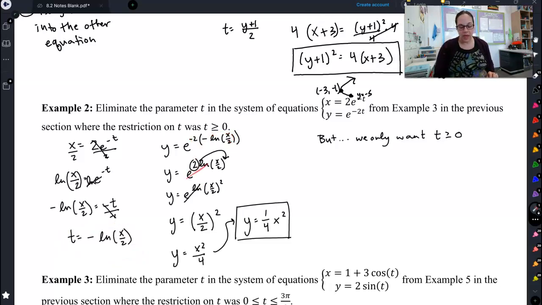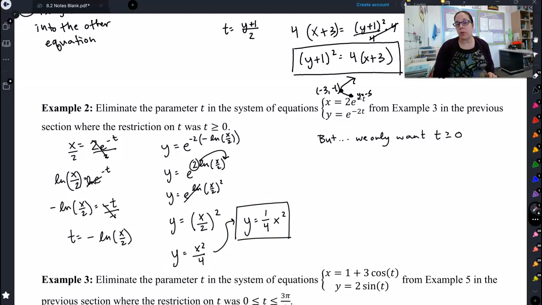2 negatives make a positive. Now you can't cancel the e and the ln until they're right next to each other. However, we do have a log property that says this number in front, I can change it to an exponent. So I change that to an exponent, then the e and ln cancel because now they're next to each other. And I get this, square the top and bottom to get x squared over 4, or 1/4 x squared.